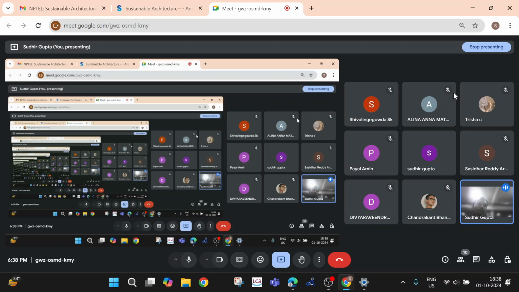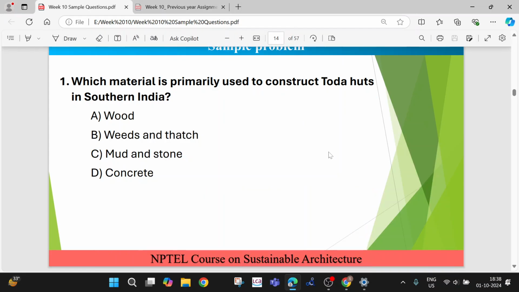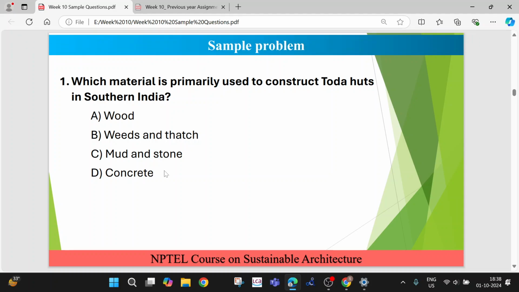These Toda huts are primarily constructed using reeds and thatch, which are abundant in the local environment. That was discussed with you. And the design of the huts varies depending upon the amount of rain and availability of resources like mud or stones, but the raw materials generally remain the same. So option B will be the right answer for this question. You can look into this again. And other materials are not primarily used in the construction of these Toda huts in southern India.